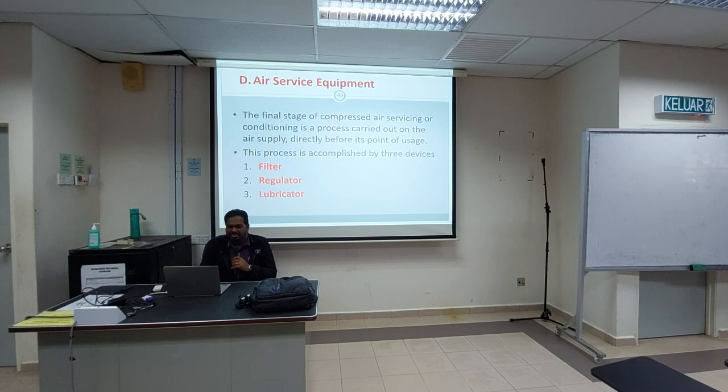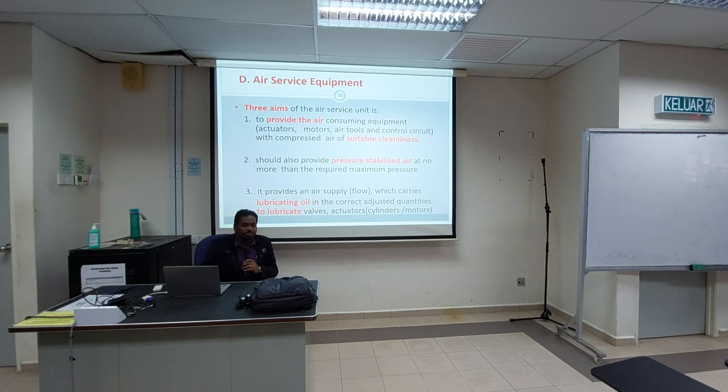Okay, ini adalah final stage of compressed air servicing and conditioning. So air servicing and conditioning maksudnya penyediaan compressor. You nak sediakan sebelum supply to the element. Okay, yang ni pun famous soalan. 3 aims of air service unit: to provide air consuming. So you nak supply the compressor with the suitable cleanliness. Kemudian you want to stabilize the pressure air, so that's another thing. And you want to provide lubrication if needed.